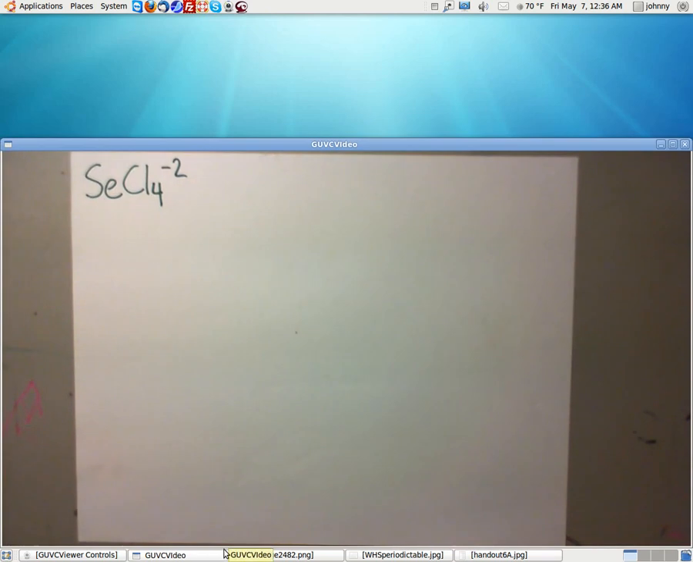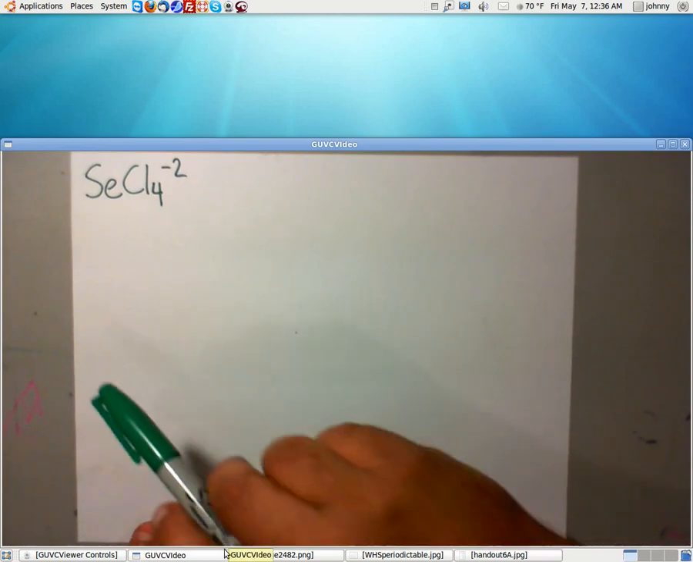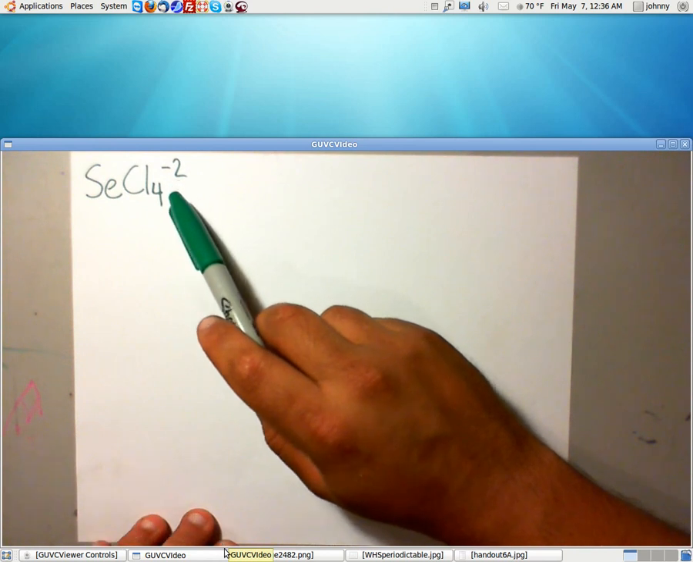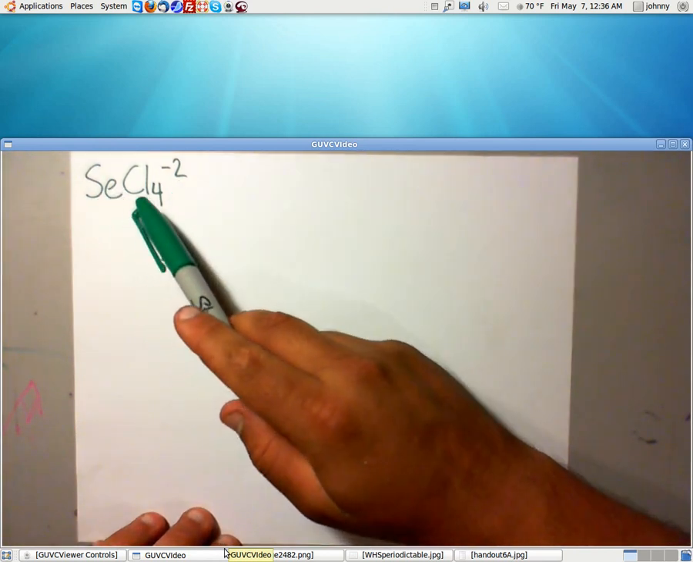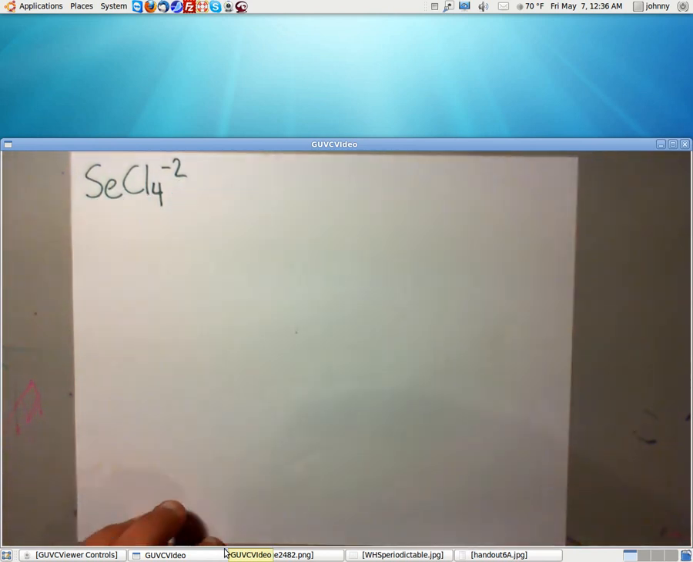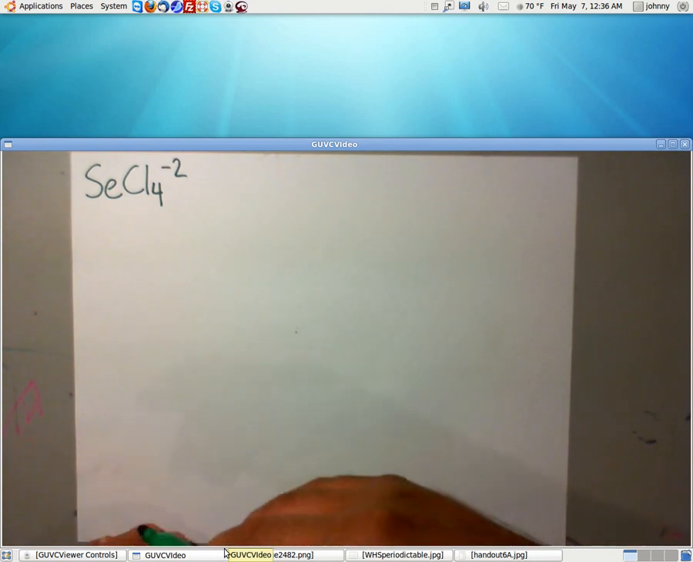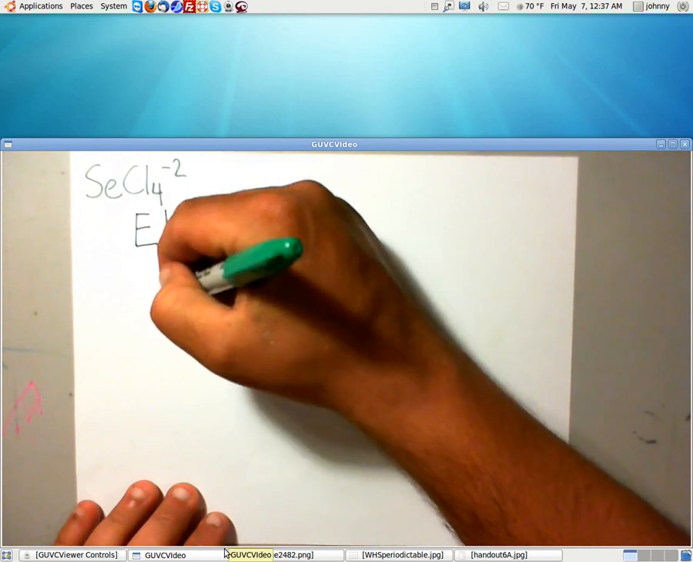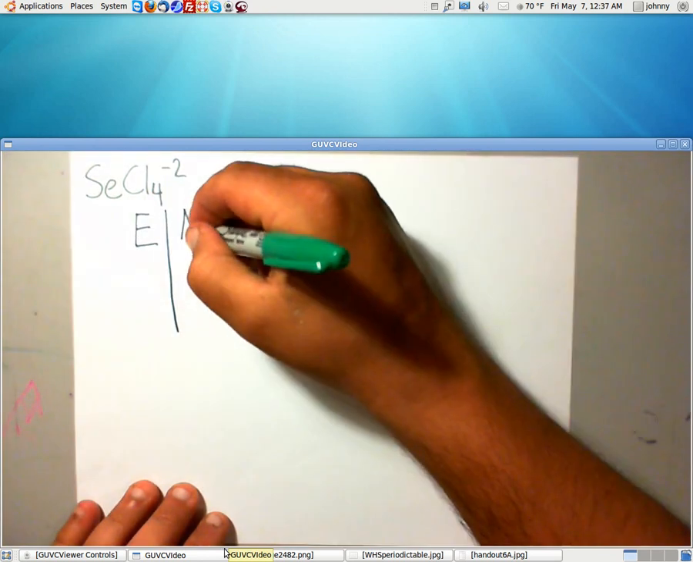Alright, this is the one that we're going to be doing tonight. We're going to be doing an ion, and this ion is negative. So this anion has selenium and four chlorines. Now, what we're going to do is create the EN chart. So do what you've done before: E, A, and N.